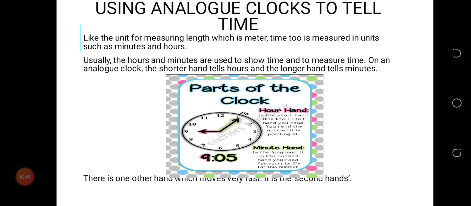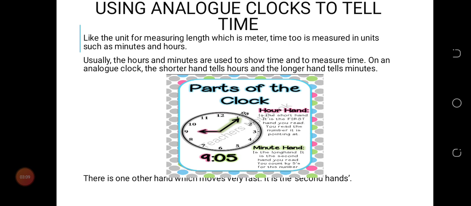So these are the parts of the clock. The red one, that's the hour hand, that's the short hand. It is the first hand you read. You read the number it is pointing at. And the green one, that's the minute hand, is the long hand. It is the second hand you read.